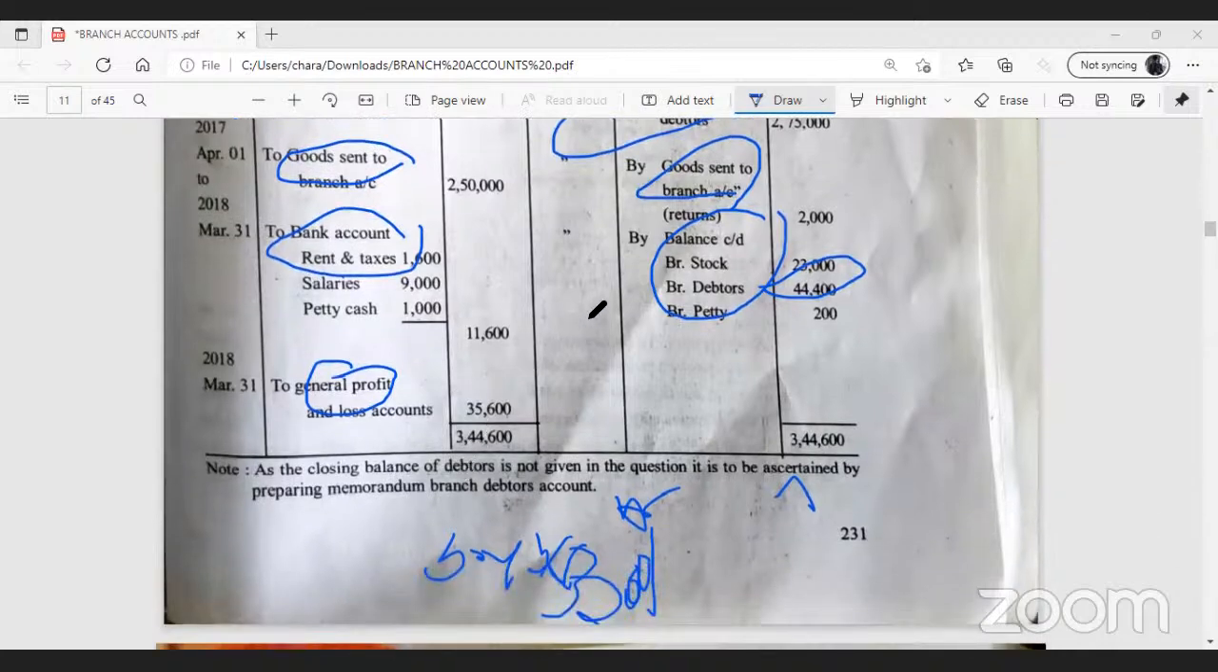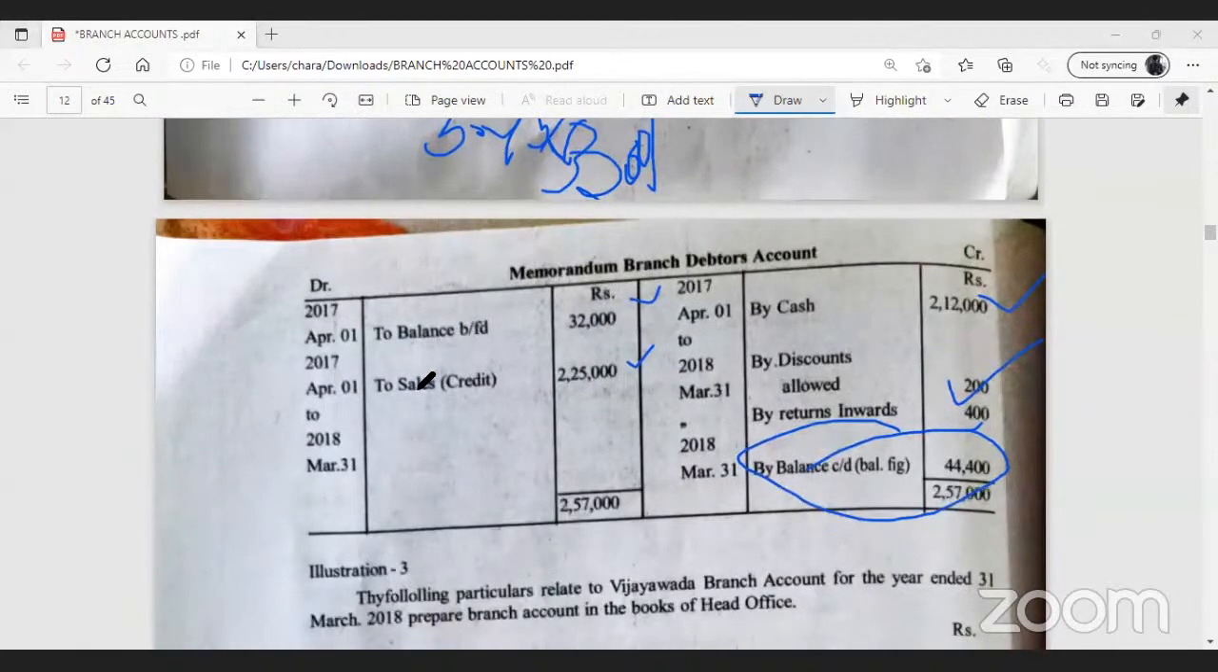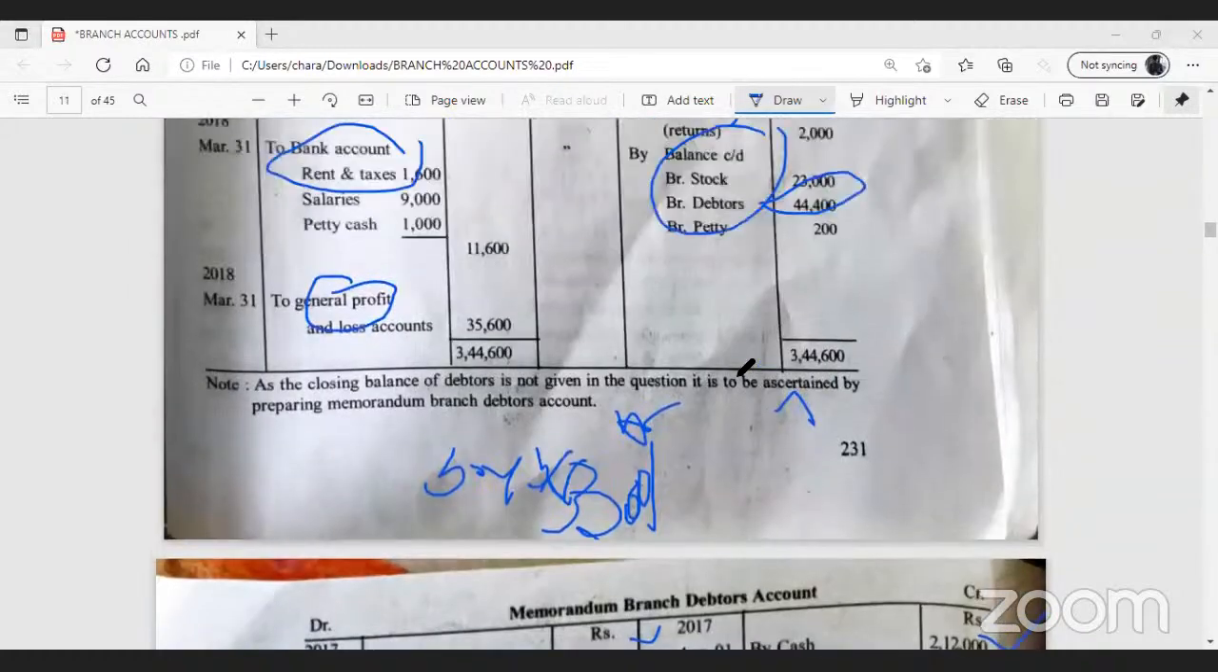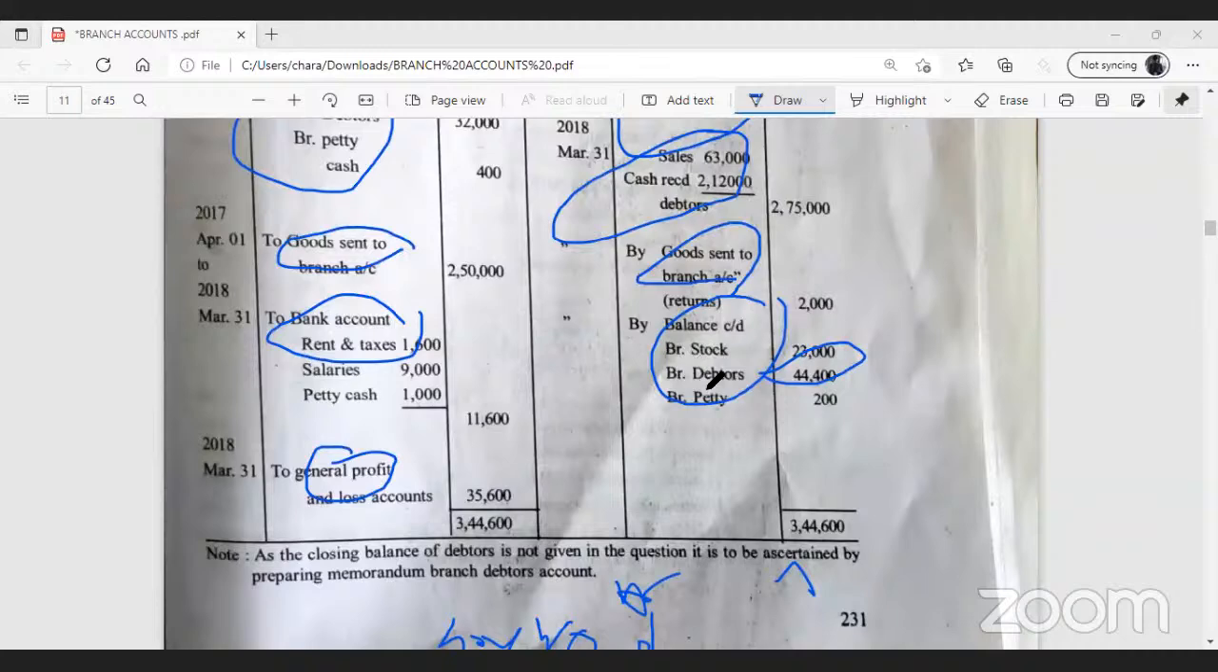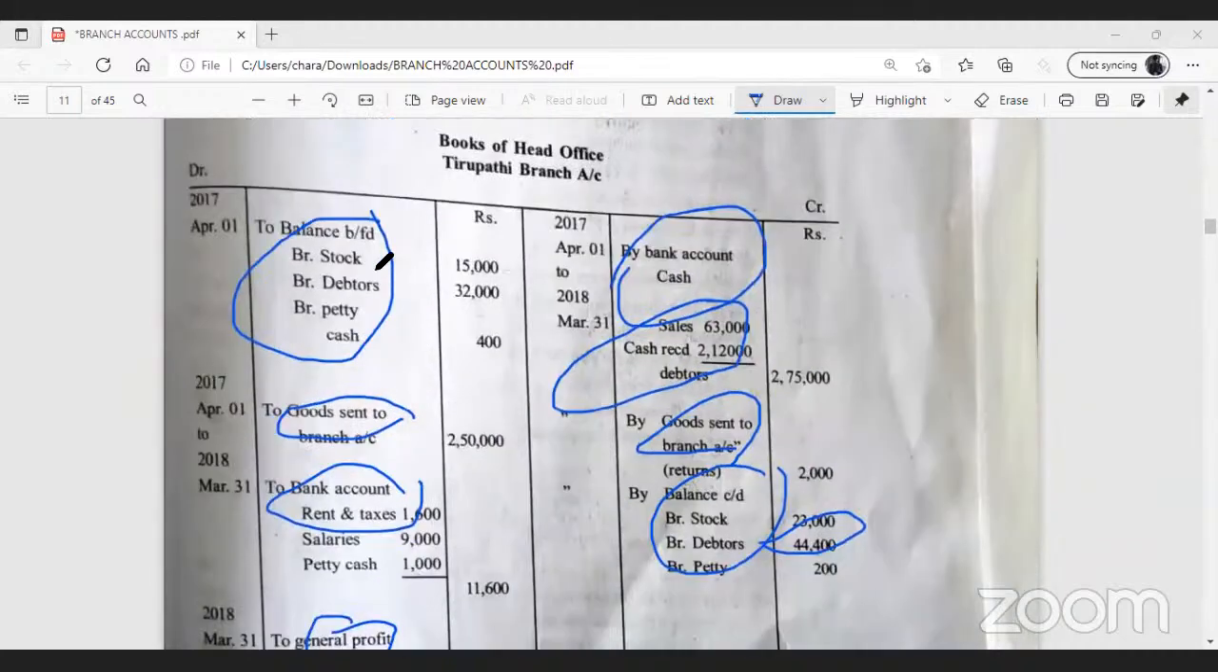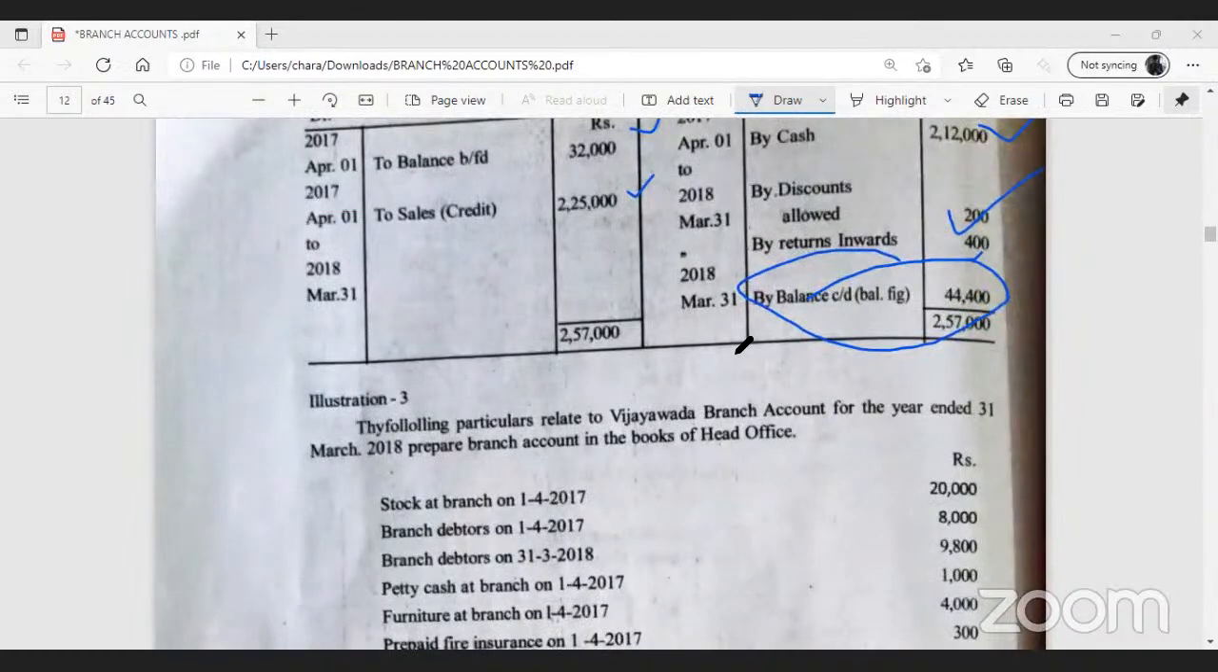Generally, for 12 marks, this alone will not be given. Relating to the debtors, some missing information you are also supposed to find. See, in this question, the closing balance of debtors is not given. Sometimes the opening balance of debtors he may not give, or sometimes cash received on credit sales may not be given. So this is the procedure.